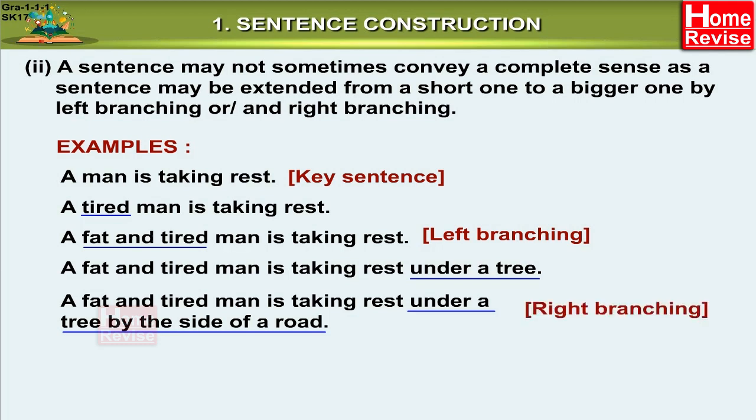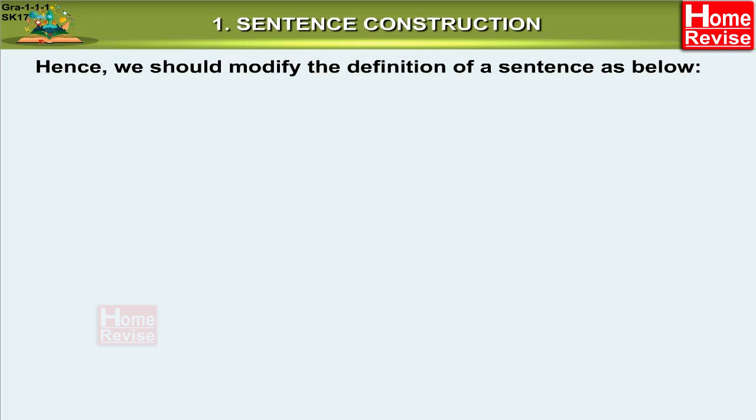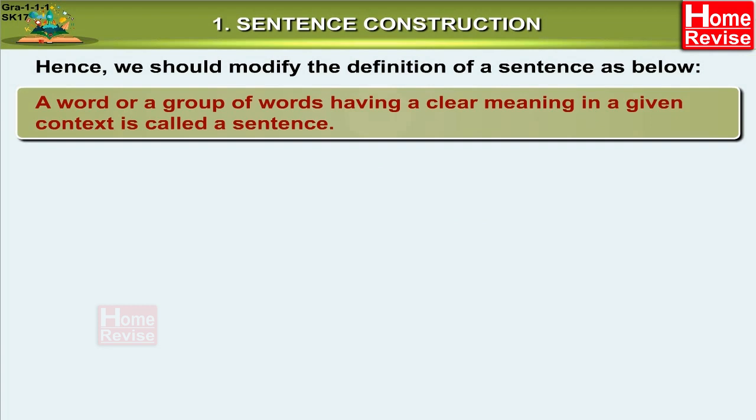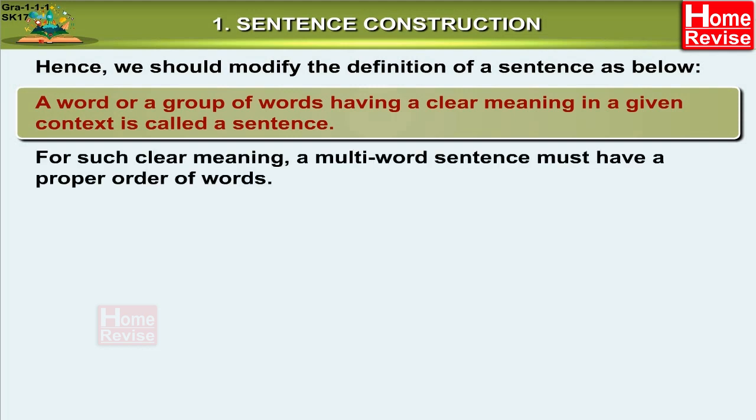Right branching. Hence, we should modify the definition of a sentence as below. A word or a group of words having a clear meaning in a given context is called a sentence. For such clear meaning, a multi-word sentence must have a proper order of words.